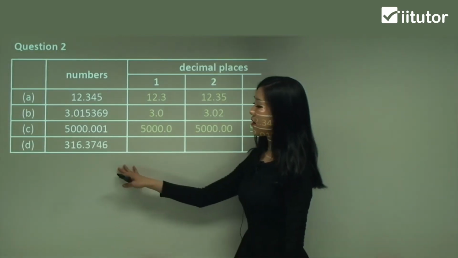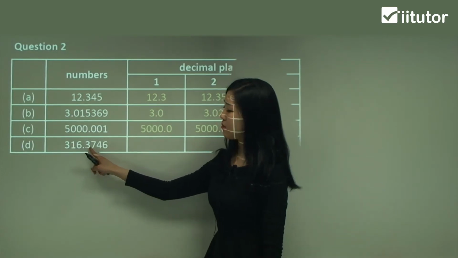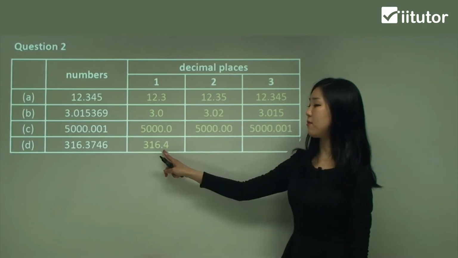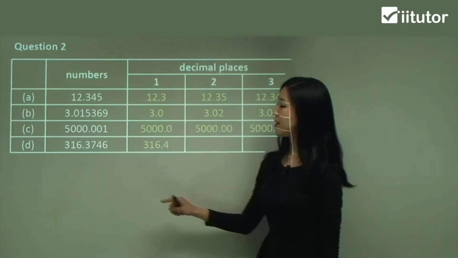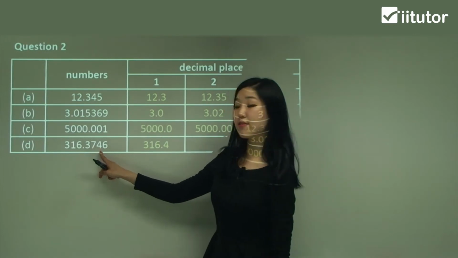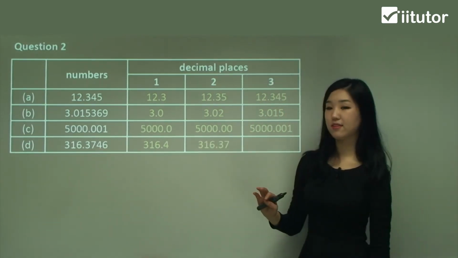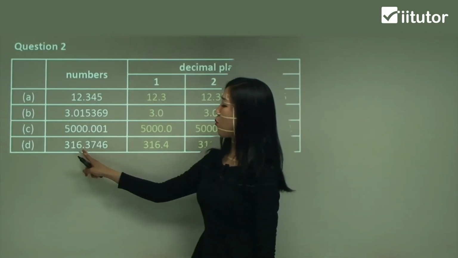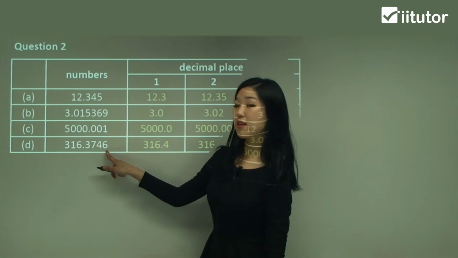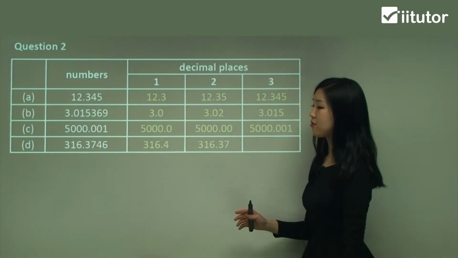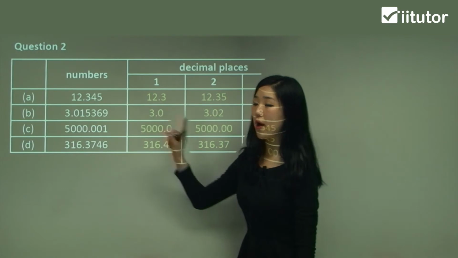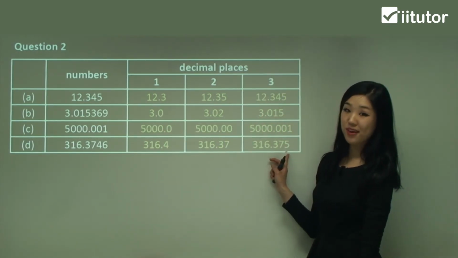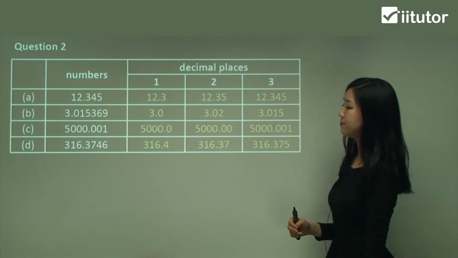Now D, okay, 1 decimal place. 1 decimal place is 3. The next number is 7, which is greater than 5, so you have to round it up, so it becomes 4. 2 decimal places, you go 1, 2. The next number is less than 5, so you leave it as it is. And so it's going to be just 3.7. And then 3 decimal places, you go 1, 2, 3. The next number is 6, which is greater than 5, so you have to round the previous number up by 1. So it's going to be 316.375. Okay, so see how I rounded the 4 up by 1?